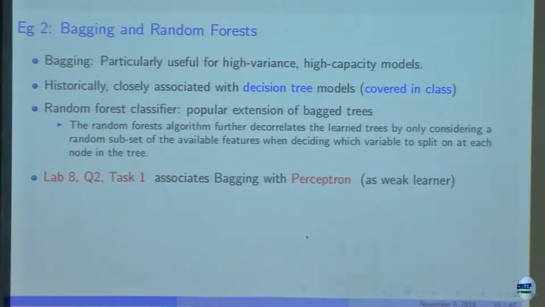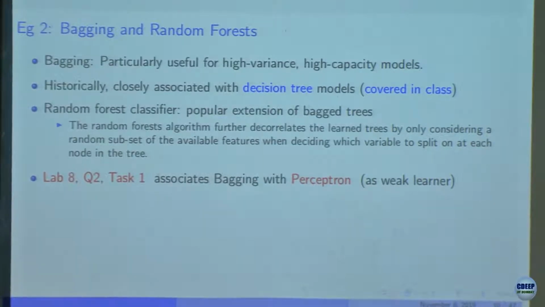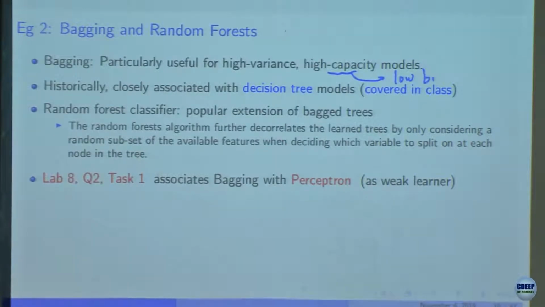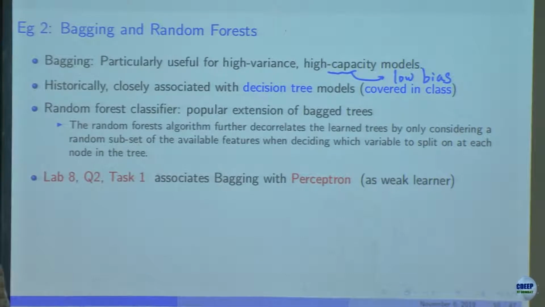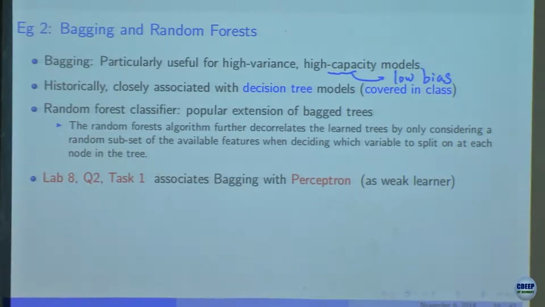So this is an example. Bagging is historically closely associated with decision tree model, which we will cover in the class. And when I say high capacity models, I also indirectly am hinting at low bias. The bias is low, it has high capacity to learn a wide range of classification models, and that's why decision trees are good. Of course, your lab associates bagging with perceptron as a weak learner, so we can get started with the lab today even as we discuss decision tree. And a random forest classifier is a popular extension of bagging for decision trees, but we will come to random forest when we discuss decision trees.